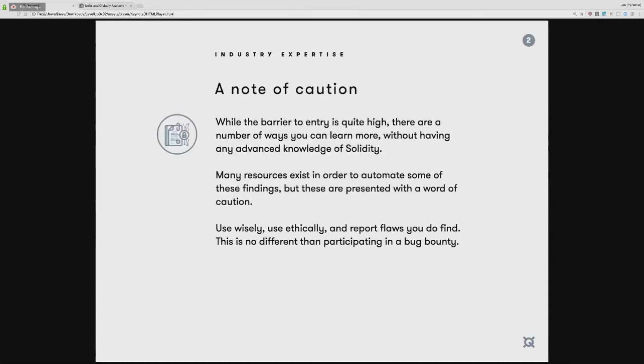But again, as with any tool, we've talked about Burp, we've talked about Dirbuster, we've talked about a lot of these tools that you can use to find security flaws. I will caution them as I would caution anything else. It's important to be sure that you're using them for ethical purposes. So use them wisely, use them ethically, and report flaws that you find. There's no difference between finding flaws here and participating in a bug bounty. In fact, many programs actually have bug bounties enabled for this exact reason. And if you think there's a lot of low-hanging fruit in the bug bounty industry, there is, especially when you're looking at smart contracts, because a lot of these individuals don't traditionally look at security.